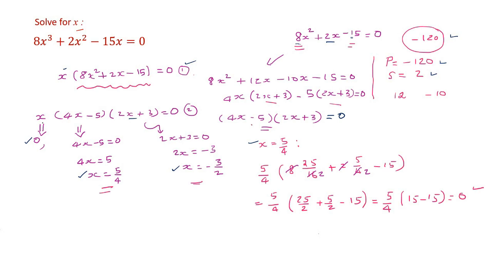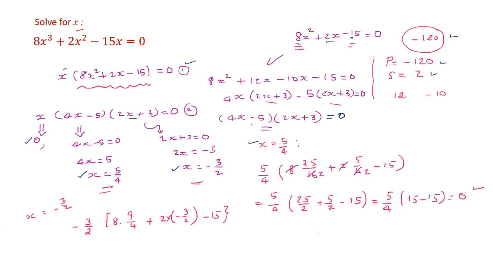So we have checked that x is 0 is the correct solution, and x is equal to 5 by 4 is a solution. Then what is left out? X is equal to minus 3 by 2. Whether it is a solution or not, we will have to check by substituting in this equation. That is x into 8x square. X is minus 3 by 2, x square will be minus 3 by 2 whole square, so 9 by 4, plus 2x, so 2 into minus 3 by 2, this minus 15 as it is.